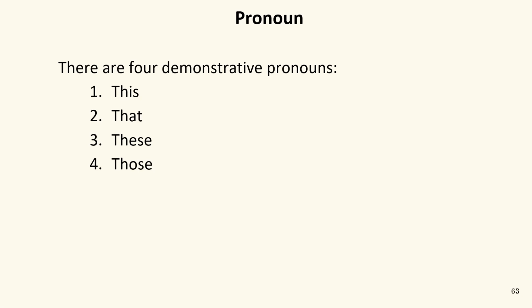Now, there are four demonstrative pronouns: this, that, these, those. These are very basic. We use demonstrative adjectives as well. Again, the difference remains the same. If we are using them just before a noun, they are demonstrative adjectives.